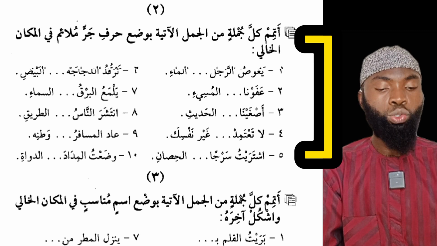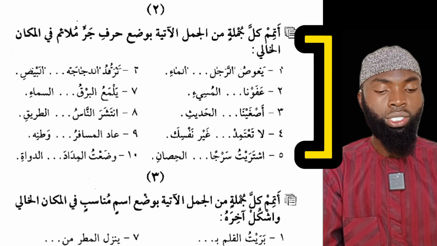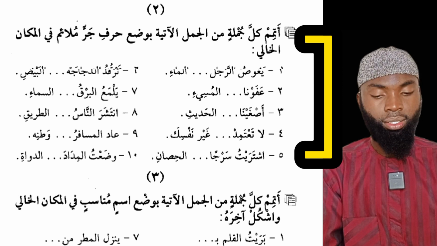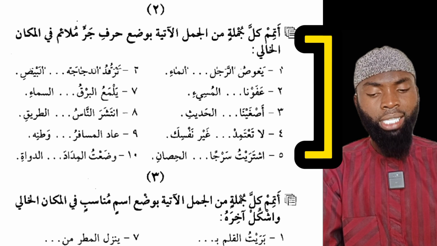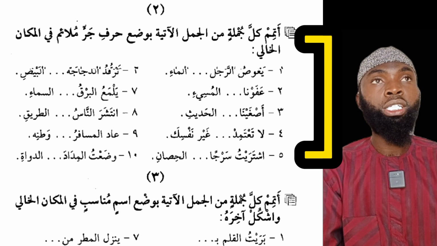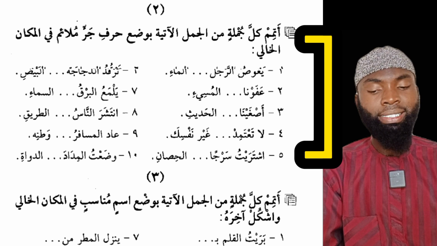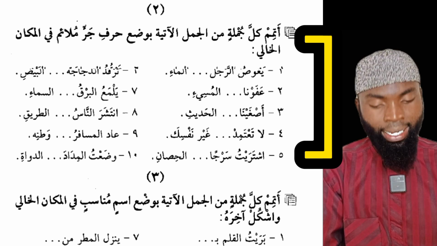Next, we have ishtaraitu sarjan. I bought a saddle dash the horse. What do I say? Ishtaraitu sarjan lil hisani. Next, we have tarukudu dajajatu dash al bayd. The hen is lying dash the egg. We say what? Tarukudu dajajatu ala al bayd. The hen is lying on the eggs.